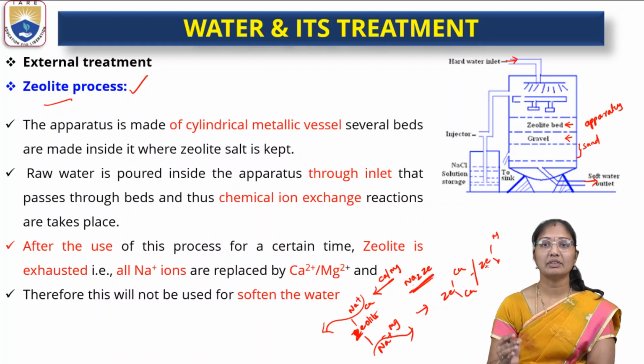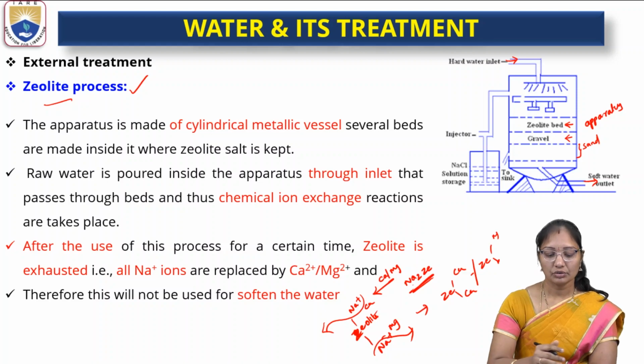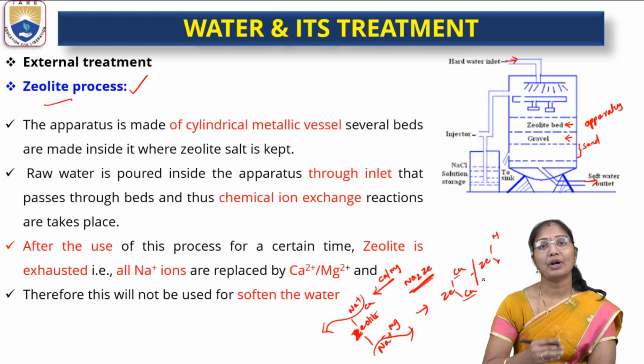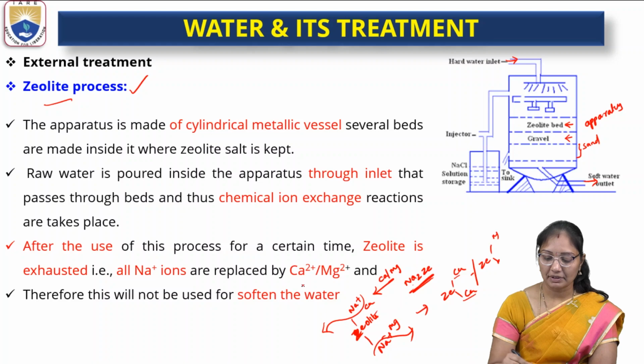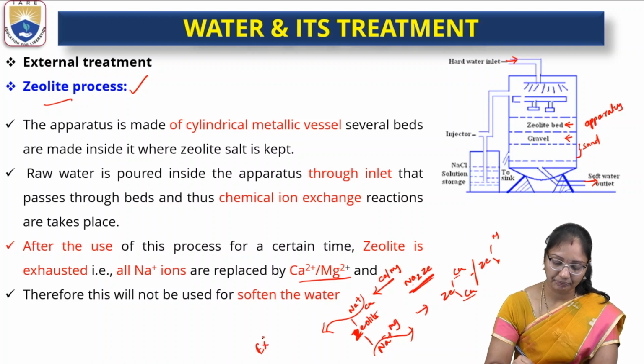Here the zeolite, having two sodium ions, gives up its sodium ions and takes up the calcium and magnesium ions present in the water. Once these active sites are completed, if you add more hard water, it cannot displace further because there are no sites left to take up calcium and magnesium. The calcium and magnesium ions cannot be filtered further. That stage is called the exhaustion stage.